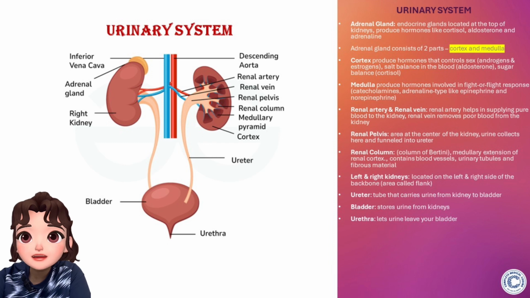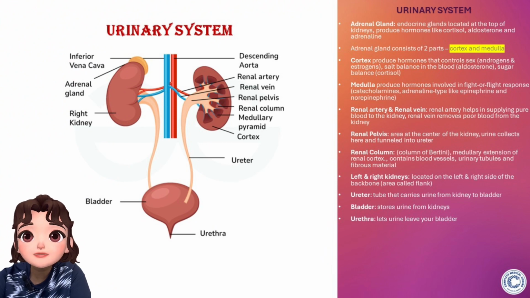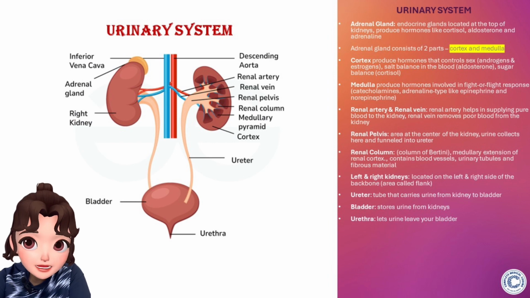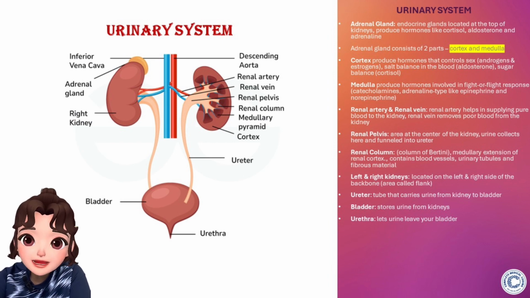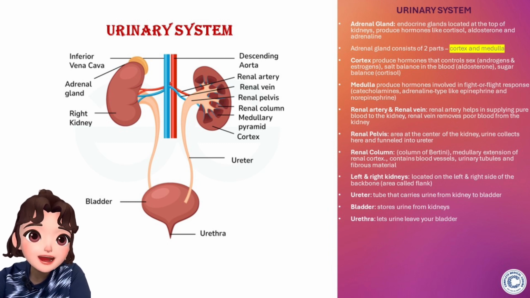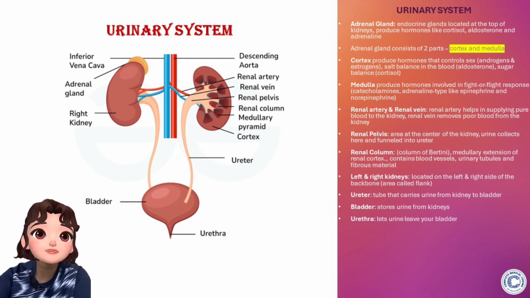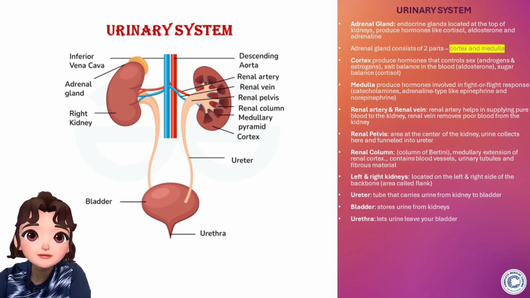Left and right kidneys are located on the left and right side of the backbone, as everybody knows. And this is the area or the location where the kidneys are located. That area is called as flank. Ureter. Ureter is a tube that carries urine from kidney to bladder. Bladder stores urine from kidneys and urethra lets urine leave your bladder. This is also another simple portion, urinary system.